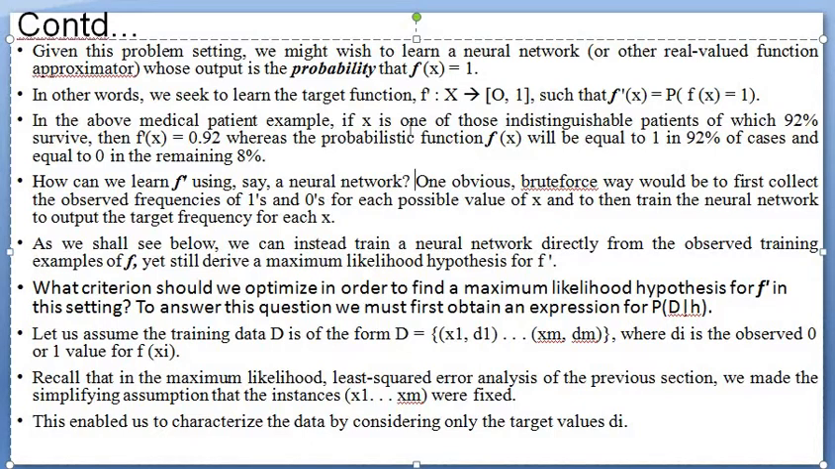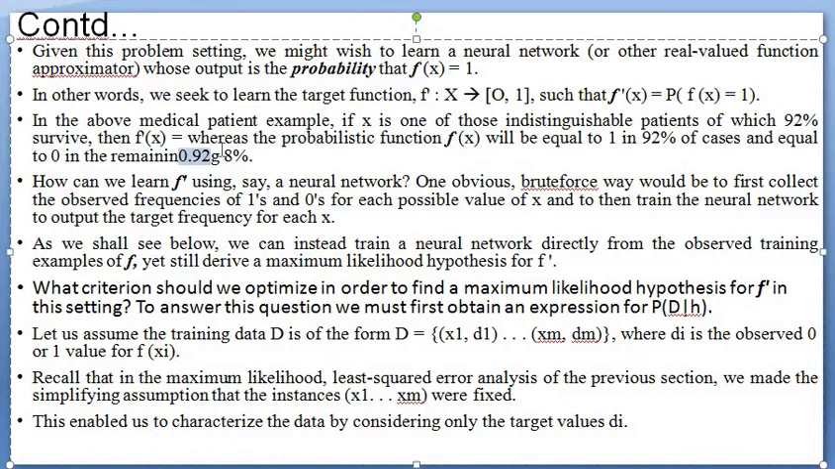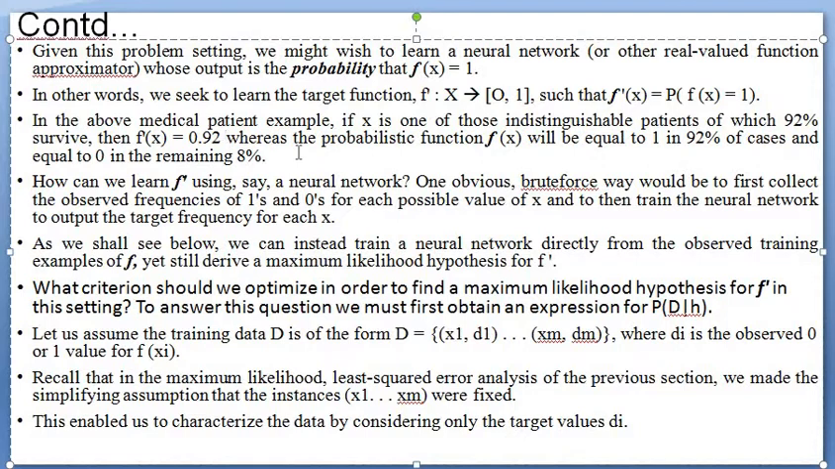So in the above medical example, X is one of those indistinguishable patients of which 92% survive. We can write this in terms of probability as 0.92, and the remaining 8% is nothing but 0.08. So the value for the 92% is 1, and for the remaining 8% the value is 0. How can we learn f dash using, say, a neural network?